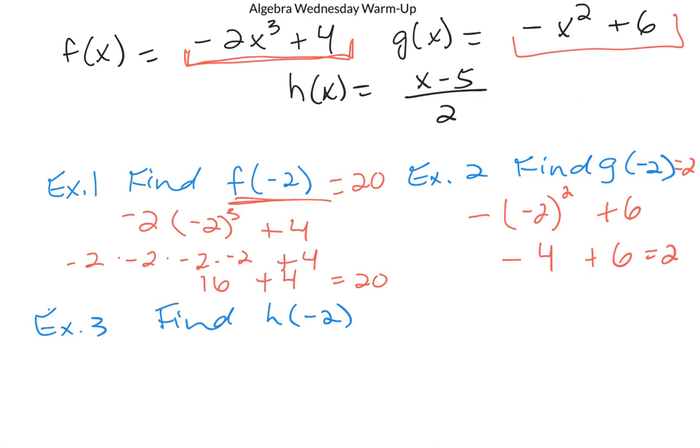And for the last one, we are going to use the h of x. Again, we're going to plug in -2 for x. So that's -2 minus 5 over 2. -2 minus 5 is -7 over 2. You can just leave it -7 over 2, or if you really want, you can change that to -3.5.